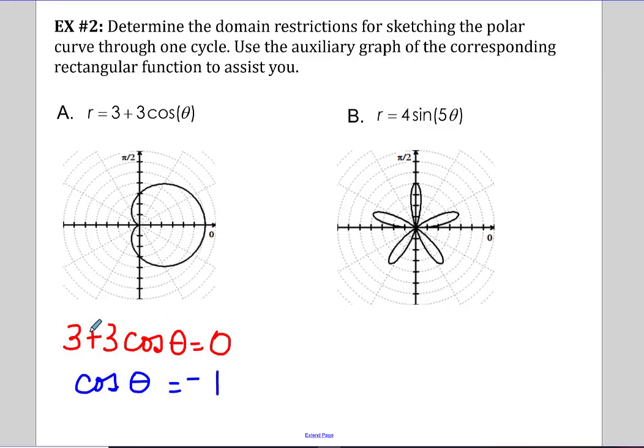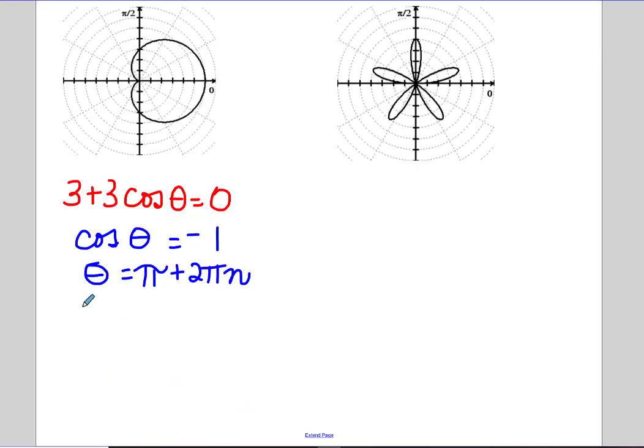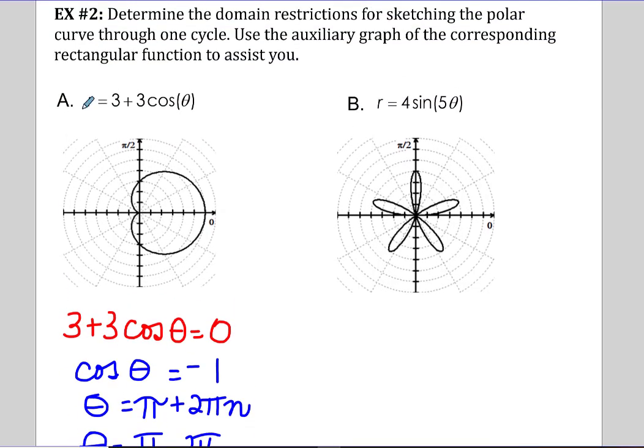for where cosine is negative, I'm going to subtract 3 and divide by 3, then the general solution is going to be at pi and every 2 pi radians, where n is an integer. So solving for n equals 0, or n equals 1, or n equals 2, we know that it's going to take from 0 to 2 pi in order to graph this entire dimpled cardioid. So we have this cardioid.